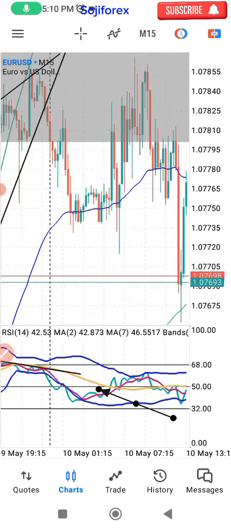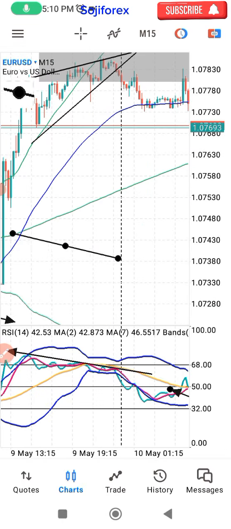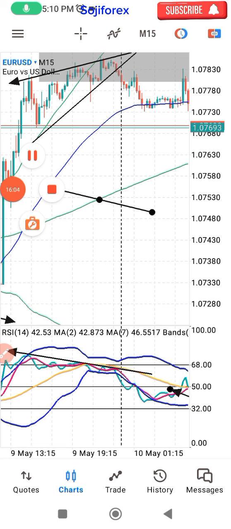So just go through this, back test it on your chart. Even if all will not play out, but you will eventually end up in profit.